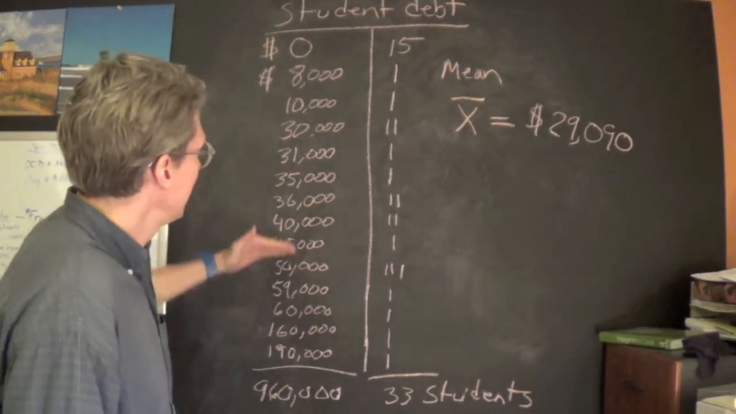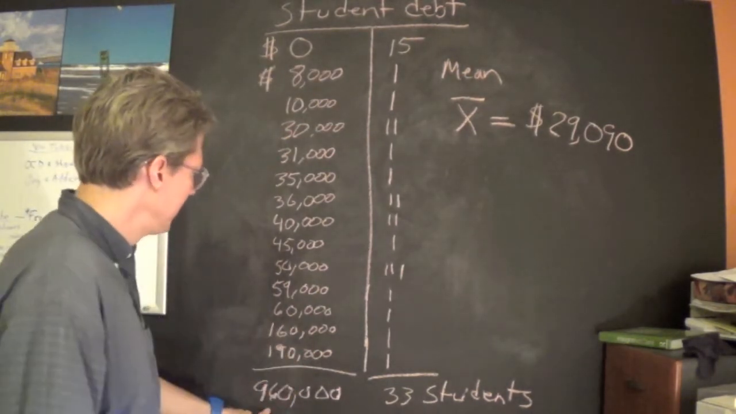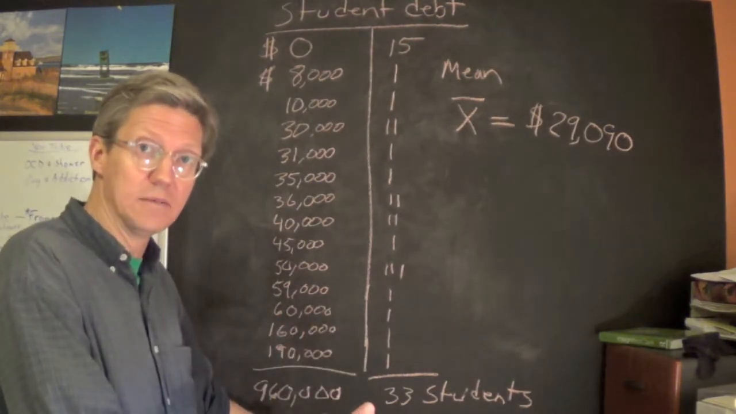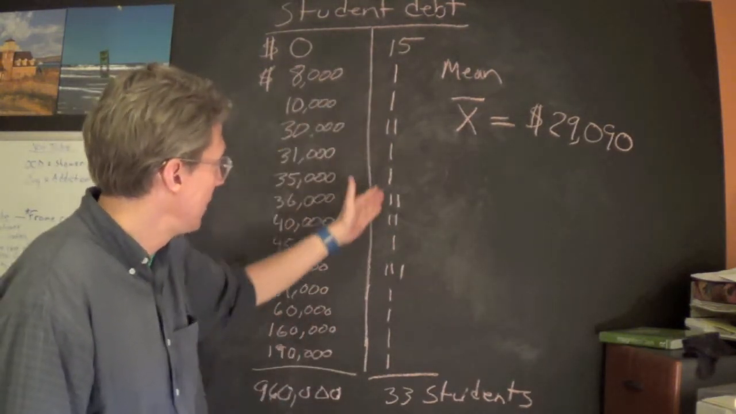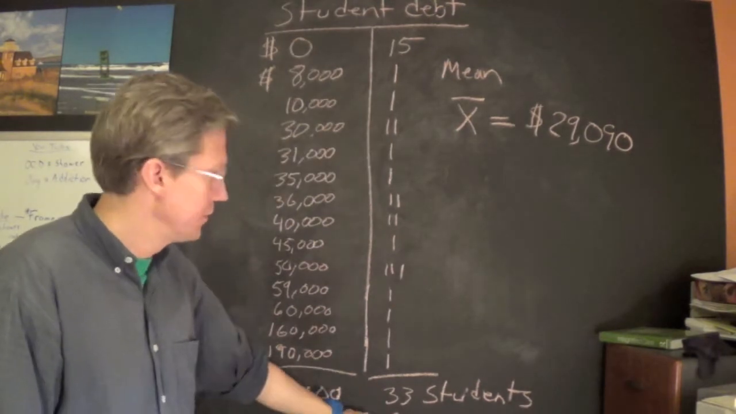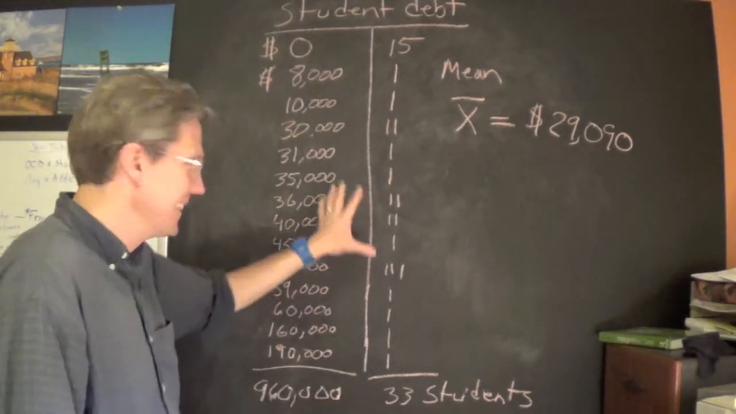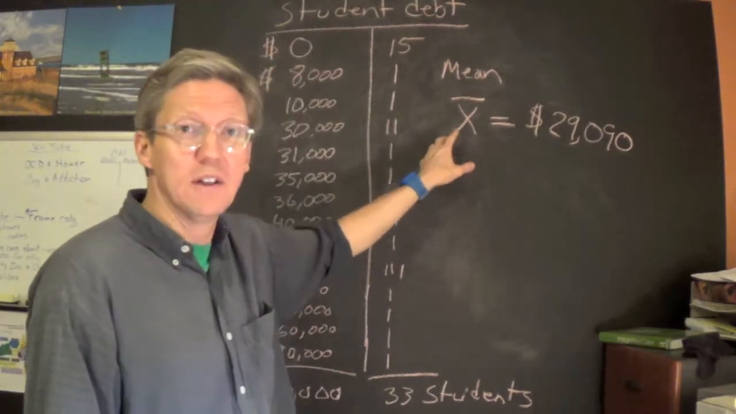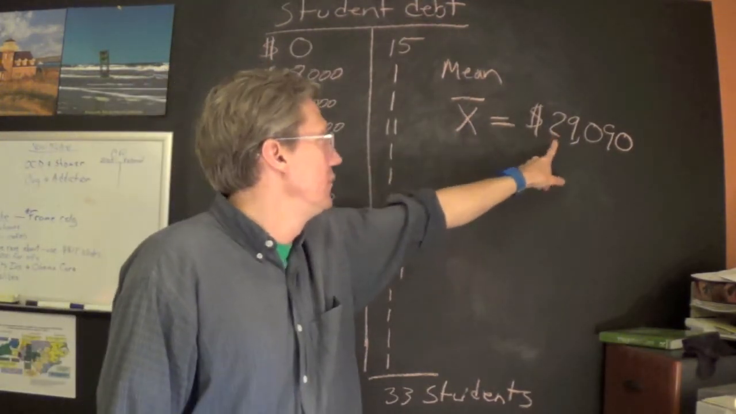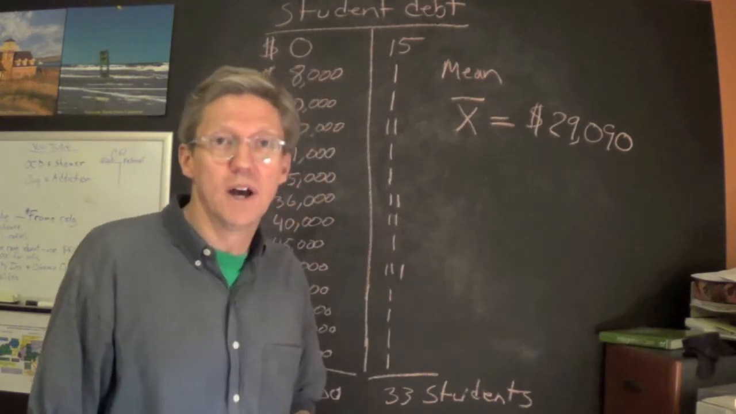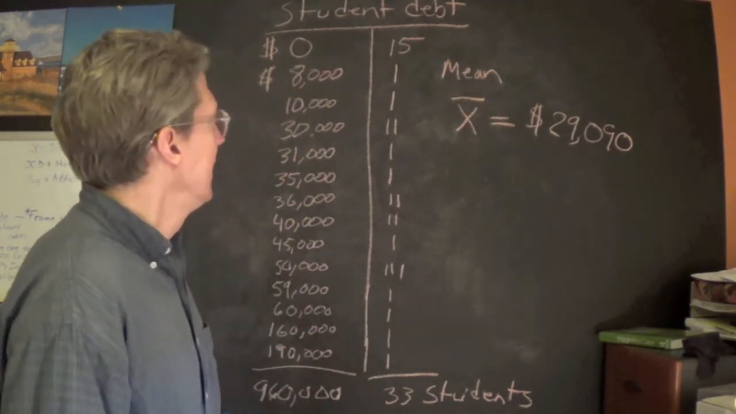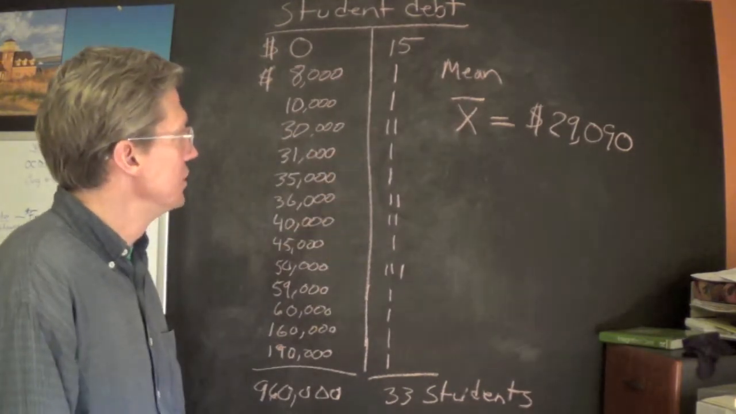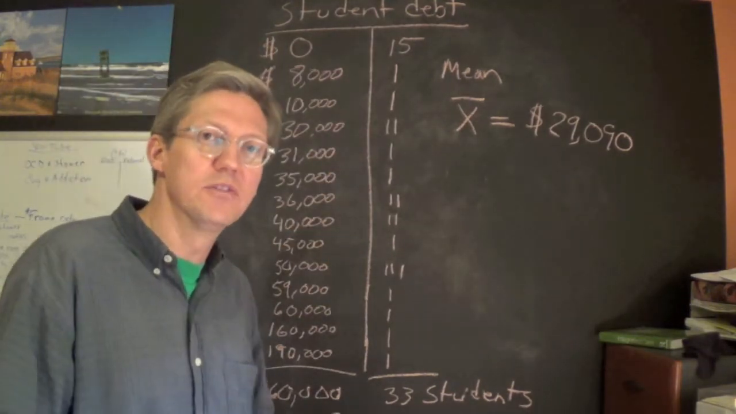And when we add all this up, we come up to $960,000, a total debt that the students were bringing in. We divide that by the total number of students. We have 33 students in this particular sample. We come up to a mean, a mathematical average of $29,090.